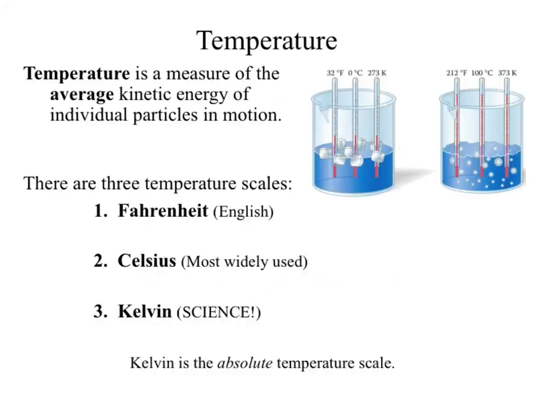The last one is Kelvin. Kelvin is our absolute scale, and it's most widely used within science. It's just the easiest to work with just because of what we'll see here in a second. Okay? So the reason being is we can go through and now look at some common temperatures to evaluate.